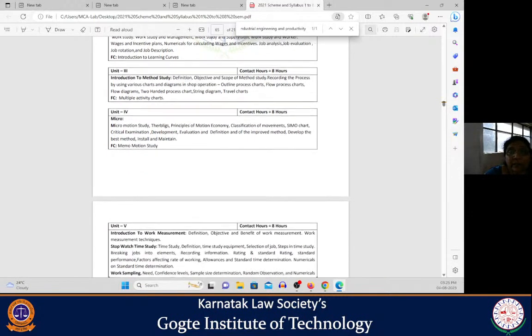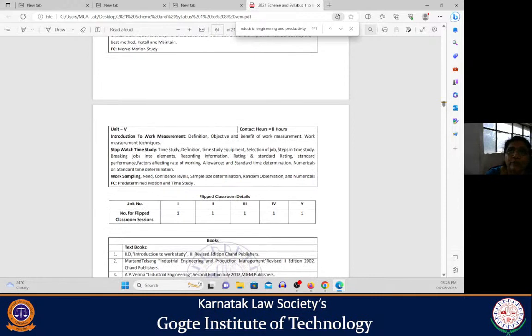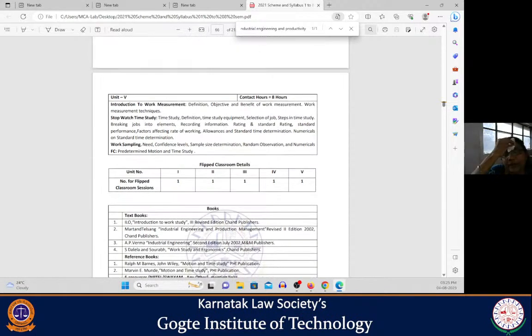Because such types of jobs, they are doing continuously throughout the day. So even if you reduce it by 1 second, it will make sense. Then the fifth unit is introduction to work measurement. Once you have developed the best method of doing the job, then you are going to measure the work. There again, you are going to learn what the objective is, what the benefits are, and all.